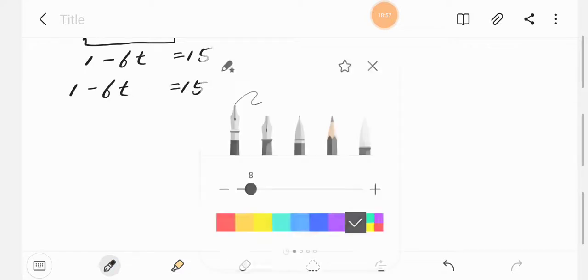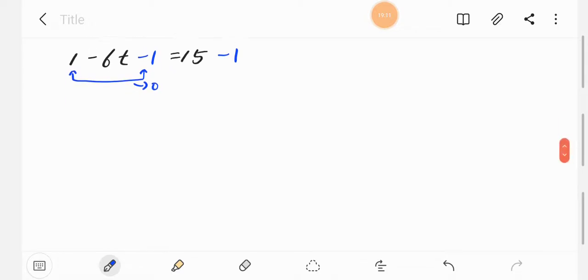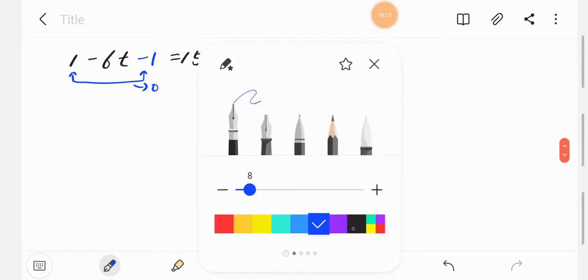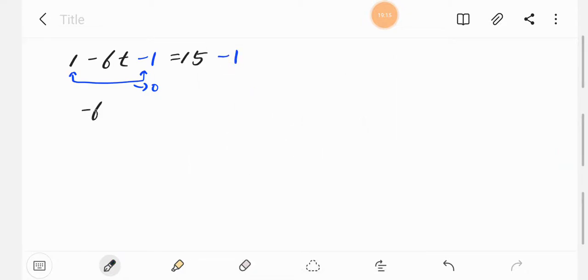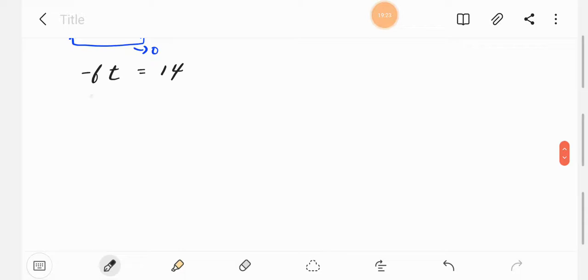1 minus 6t equals 15. So what I'm going to do is what? Since this is positive 1, we minus 1 each side. Then these two will make 0, right? So only negative 6t is on one side. And the right hand side is 15 minus 1, which is 14.